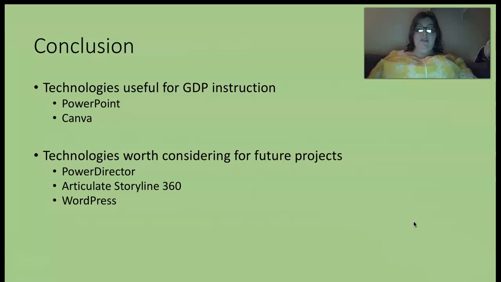Articulate Storyline 360 and WordPress could come in handy in particular since the company does have multiple sites of operation in the Northeast, the Southeast, and the West Coast.